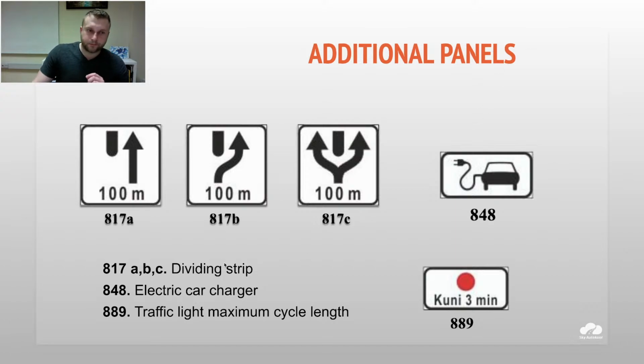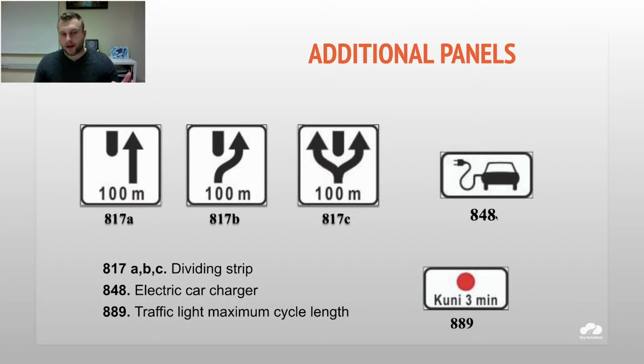So here, these signs are basically indicating that after 100 meters, you will see the dividing strip in the middle. So you have to overtake it from the right side. And you see now we don't have arrows on the right or on the left. The same indication here. So in front you will see the dividing strip, so you have to move a little bit to the right and you can pass it easily. Or you can pass it from both sides. So this sign is allowing you to do that.